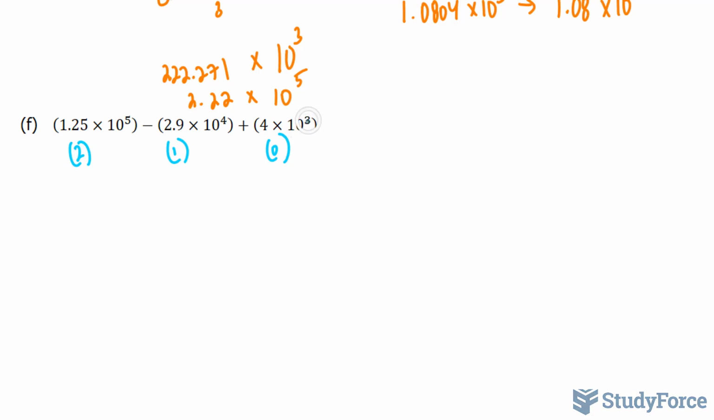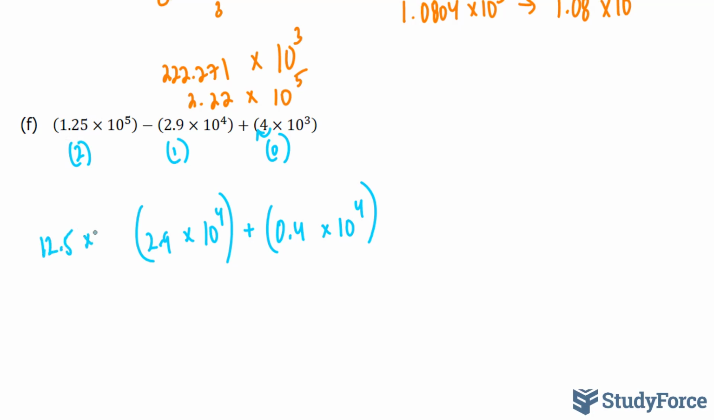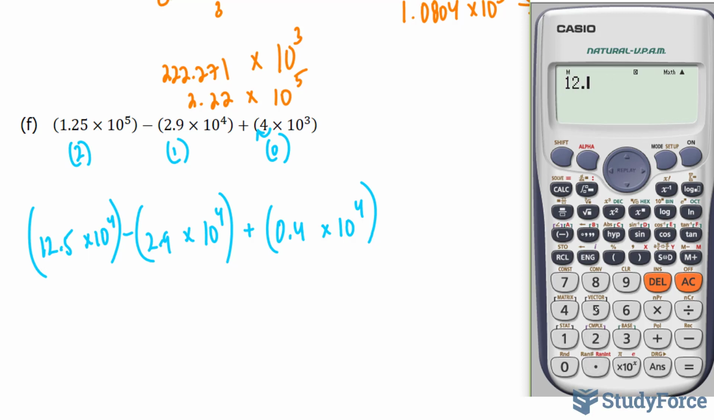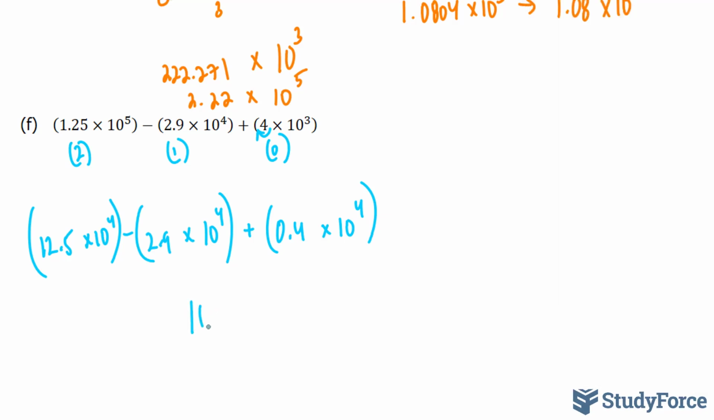What we can do is we can bring this number to 4, and by bringing it to a 4, we'll move this decimal place once, so we end up with 0.4 times 10 to the power of 4, and we're going to leave this the same. And lastly, we can bring this down, and if we bring it down, we have to move the decimal place over to the right, so we have 12.5 times 10 to the power of 4. This is being subtracted to this and then added to this. We'll use our calculator. 12.5 minus 2.9 plus 0.4 gives us a solid answer of 10.